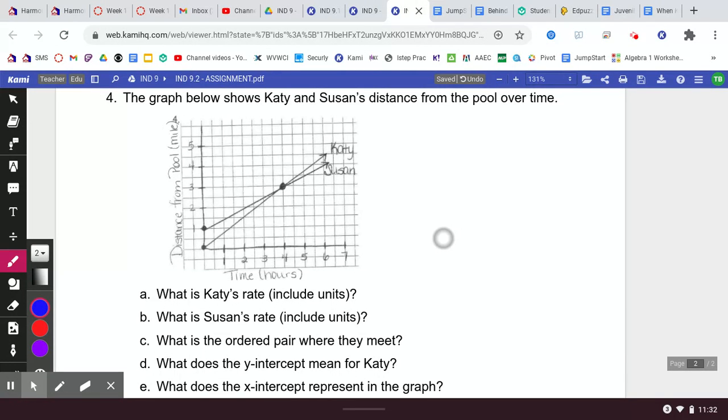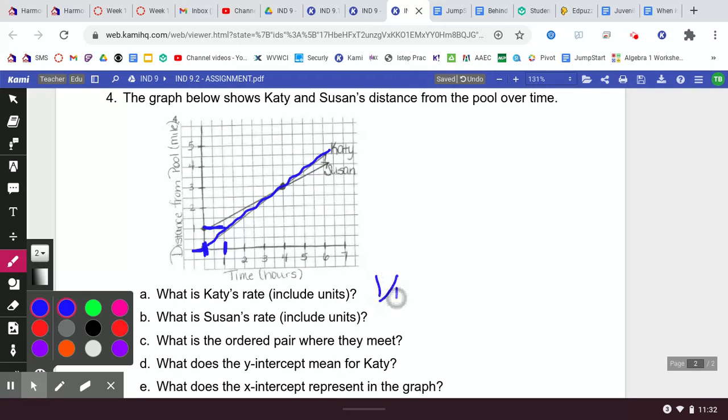Okay, so let's break it down. We've got this 1 hour mark, right? So we want, which one's Kate? I'm going to do it in a different color. All right, here's Kate. So Kate goes from here to here in 1 hour. How far does she travel in 1 hour? 1 mile in 1 hour. So we can just write that 1 mile per hour.